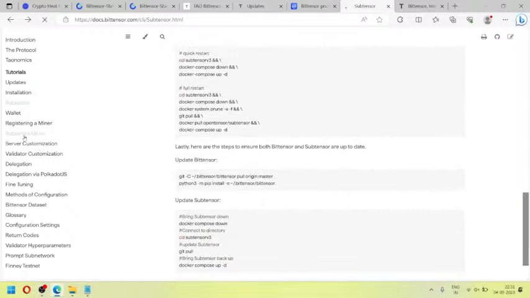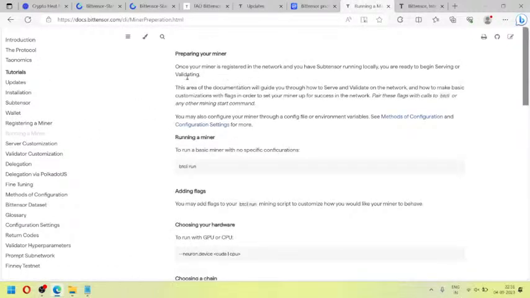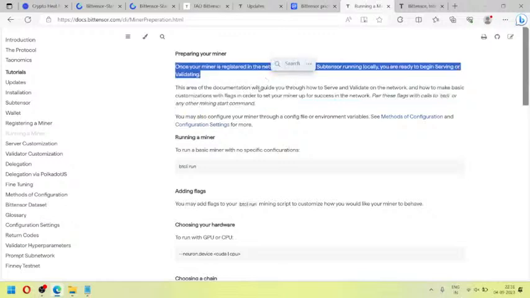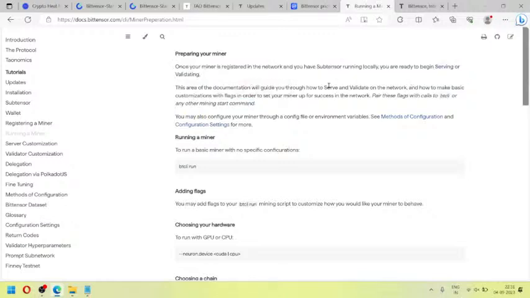And running a miner. You can see here how to run the mining. Once your miner is registered in the network and you have the subnet running locally, you are ready to begin serving or validating. If you have a registered miner, you have to start directly, locally, serving or validating. You have to immediately start working.